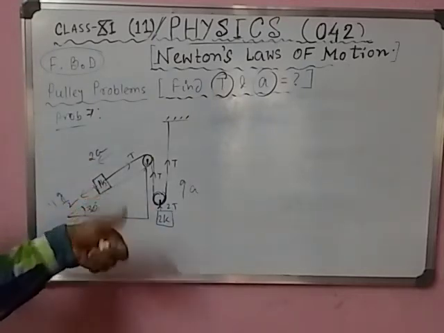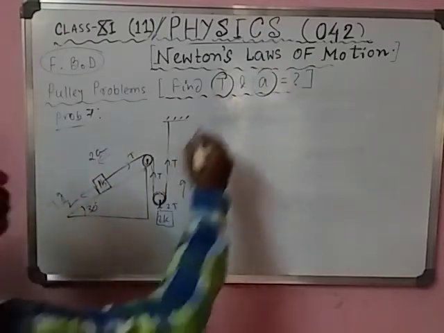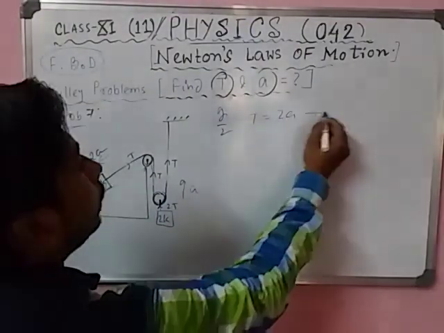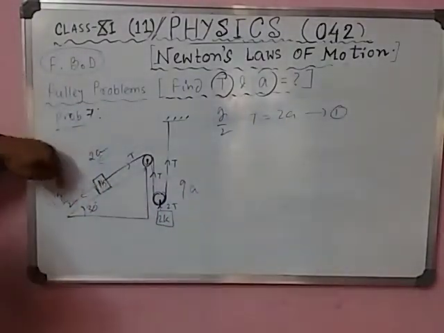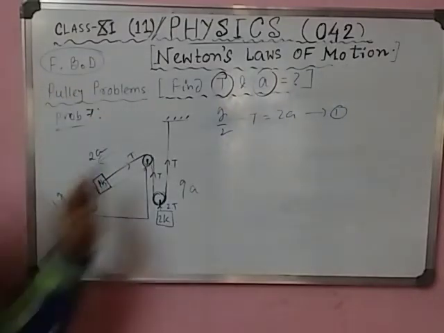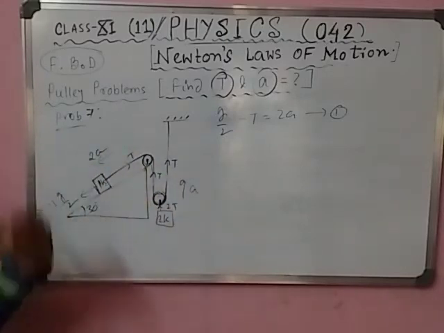So for the 1 kg body, you can write tension upward, acceleration downward. Which one is greater? G by 2 is greater. So g by 2 minus tension is equal to 2a. Equation number 1: g by 2 minus tension equal to 2a, with 2a in the downward direction and g by 2 downward.